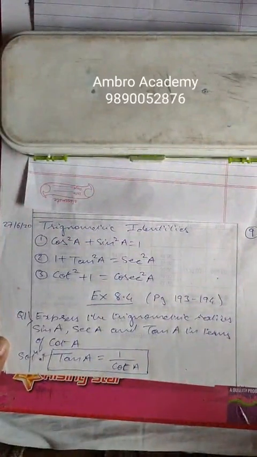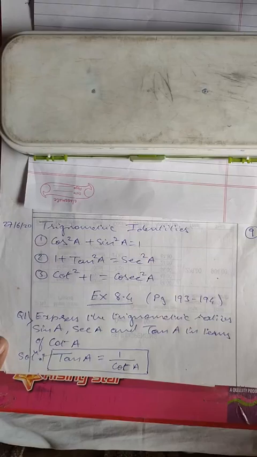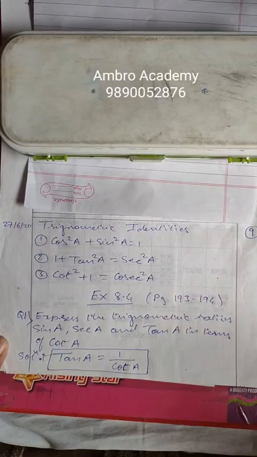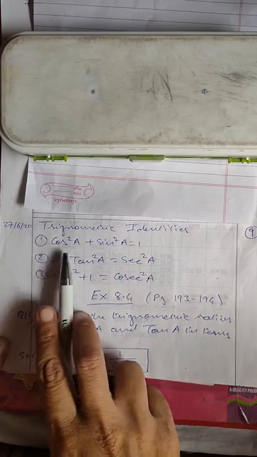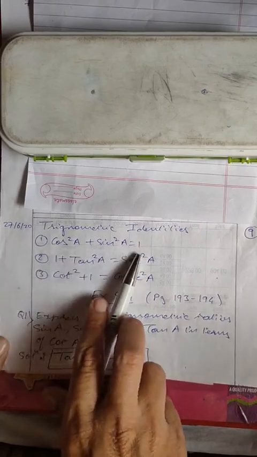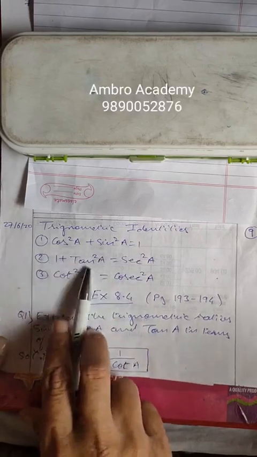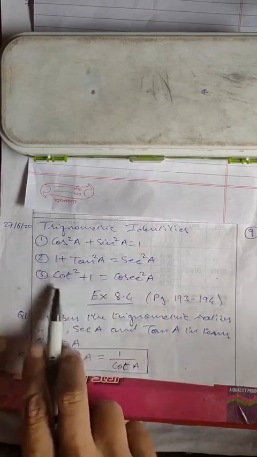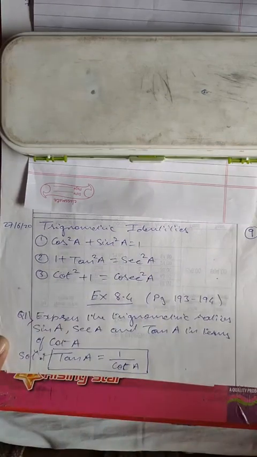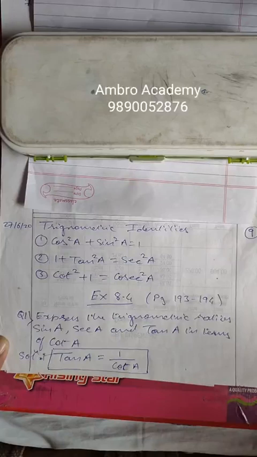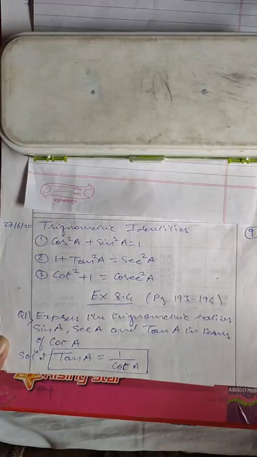Before starting exercise 8.4, a few trigonometric identities are important, which I already gave you on the first day of trigonometry, but I am writing the formulas again so that you can learn them. Cos square a plus sin square a is equal to 1. 1 plus tan square a is equal to sec square a. Cot square a plus 1 is equal to cosec square a. These are the three trigonometric identities which you are going to use again and again. Try to learn these identities.